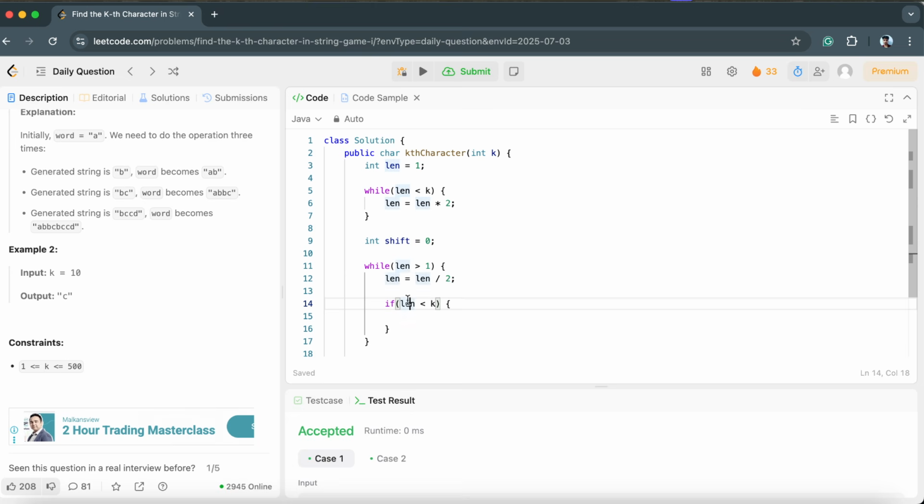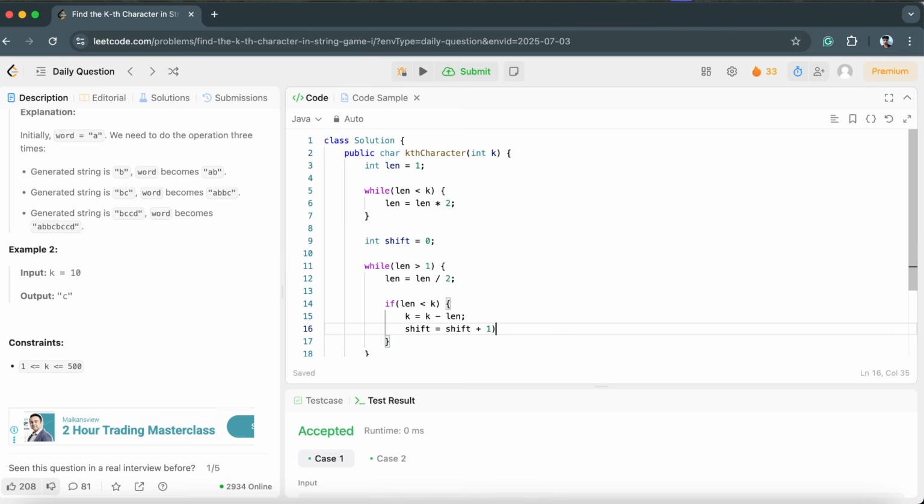So length, we will first divide it by 2, that way it should be at least less than this k. If length is actually less than k, we will update k equals to k minus length, whatever the length has been. This way we got the k value, and this is one shift that we have done. Shift equals to shift plus 1.